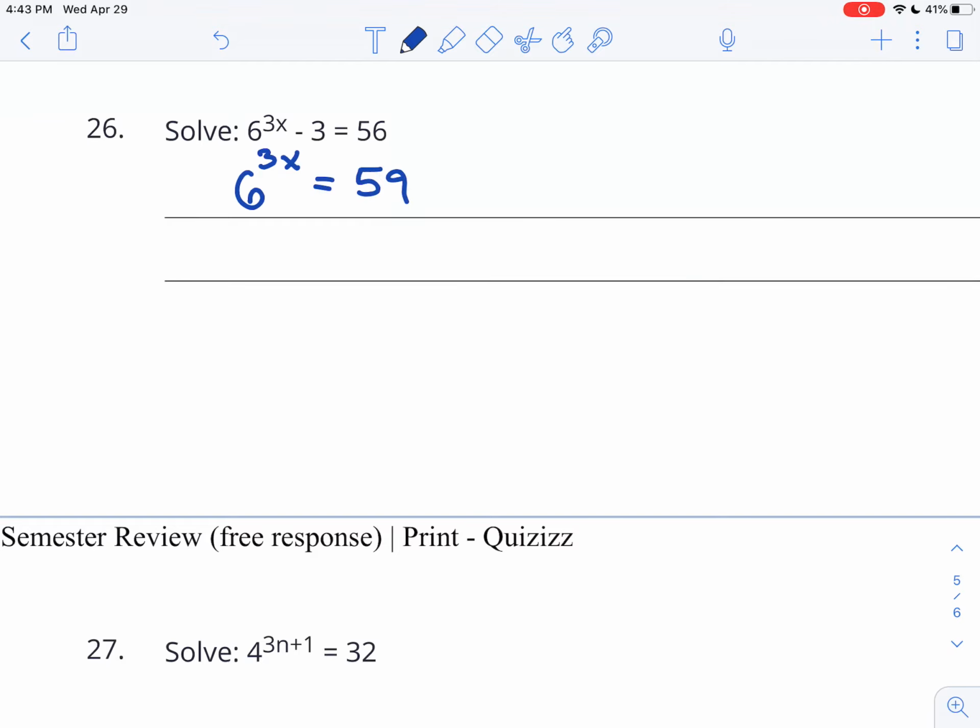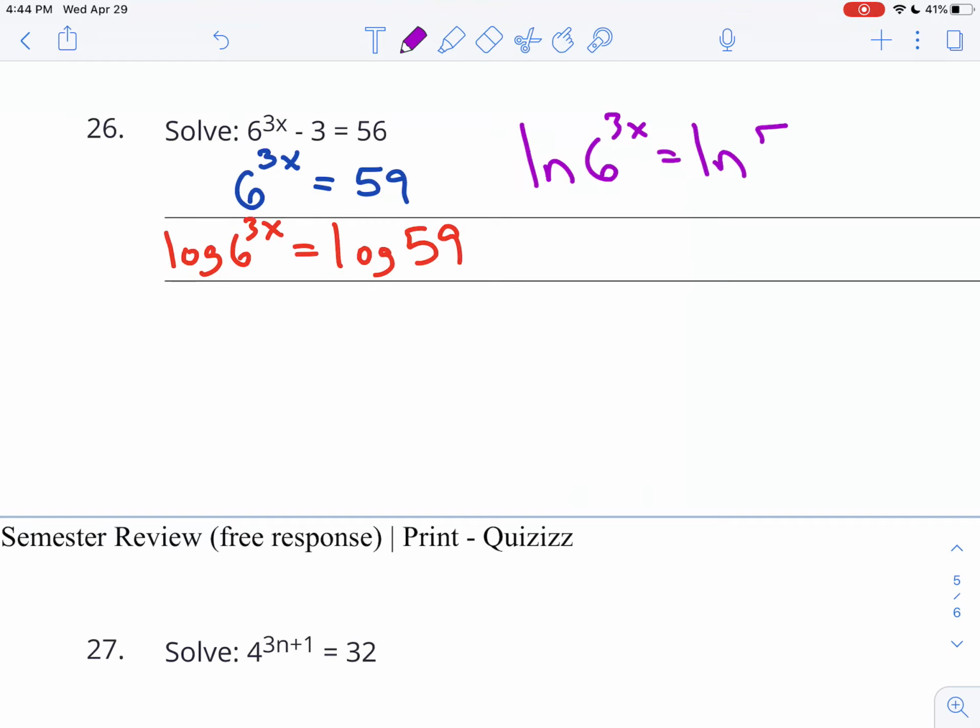Now, the next thing I'm going to ask myself is, is 59 a perfect power of 6? And it is not. So I can't use our same base option. So the only thing that we can do is log both sides. You can choose log base 10 if that's your favorite log, or you could also choose the natural log. So we can have natural log of 6 to the 3x equals natural log of 59. So pick your favorite log. It doesn't matter. Your calculator has both buttons.